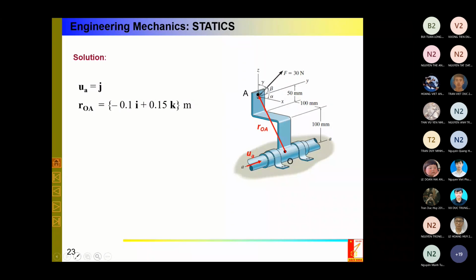Good. Another result. Good. We are waiting. We are waiting.